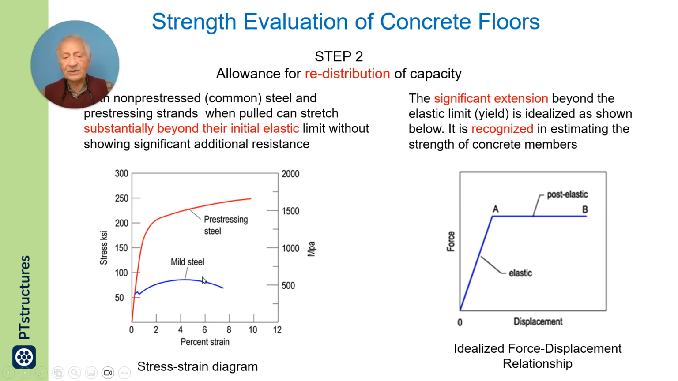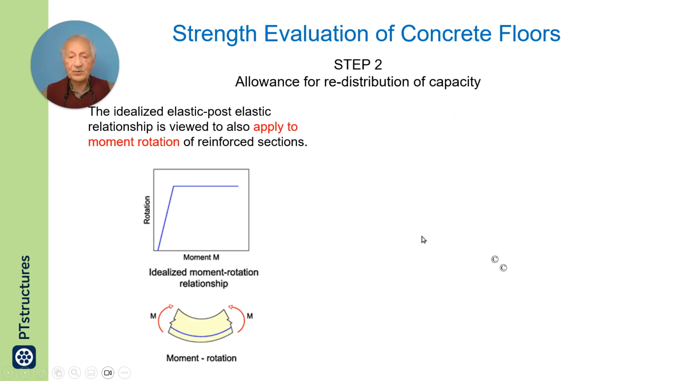The diagram on the left is typically idealized like what I am showing on the right. There will be elastic response followed by a straight line, which is the post-elastic. That is, or that was for a bar when you pull. The same applies to bending moment.